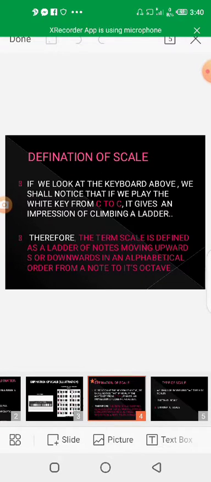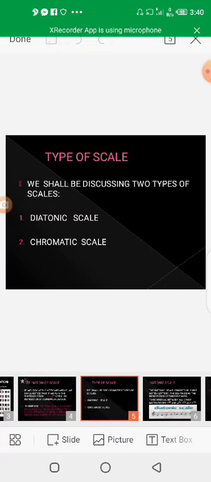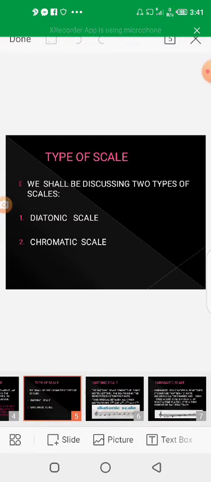So I believe we all understand what a scale is. Okay, let's check out the types of scale. We shall be discussing two types of scale. The first one is the diatonic scale, and the next one is the chromatic scale.